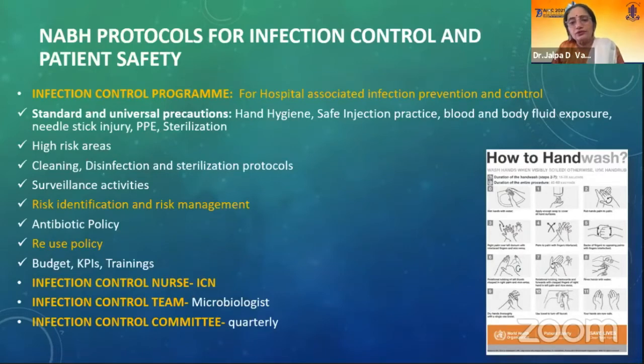Now, repeated and scheduled training of your staff is required on infection control practices so that your staff would follow them, and your infection control nurse would supervise all these processes and take care of the training program. Your infection control team must have a microbiologist as a team member. This team would lay down all the policies, and your infection control committee should meet quarterly and review all the policies and any incidents if they have happened.